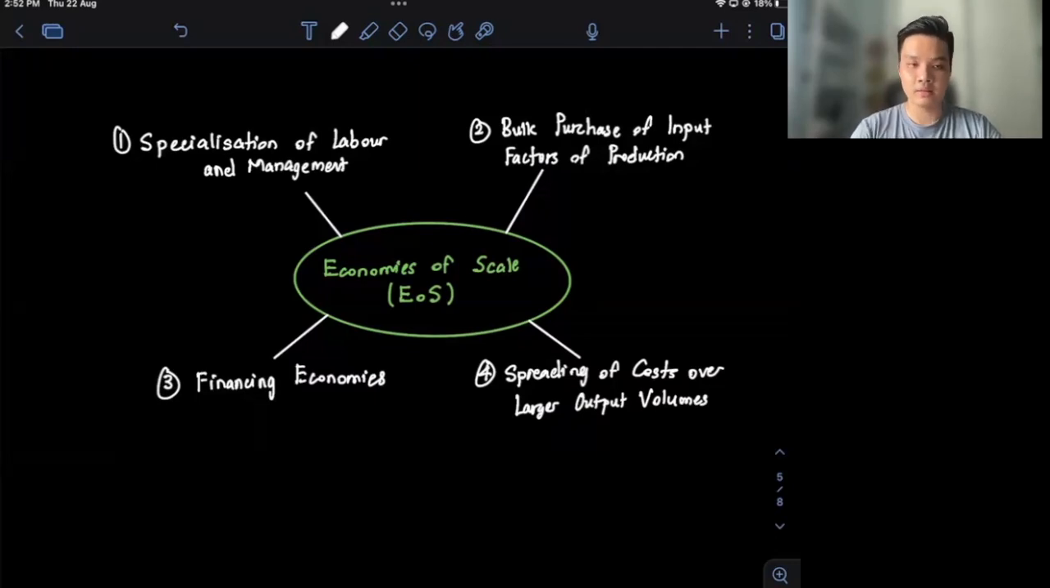The third reason why is due to a reason we call financing economies. Larger firms may have lower interest rates and therefore enjoy lower cost per unit of output. The final reason why economies of scale happen is because costs are spread over a larger volume of output. Costs of certain functional business activities, such as marketing and R&D, result in a lower average cost if they are spread out over a larger volume of output.